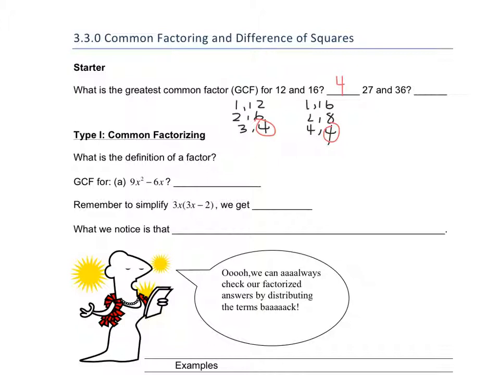Greatest common factor of 27 and 36. You guys try that one on your own. Hopefully you came up with the answer of 9. So what is a factor? Today we're going to talk a little bit about finding factors.